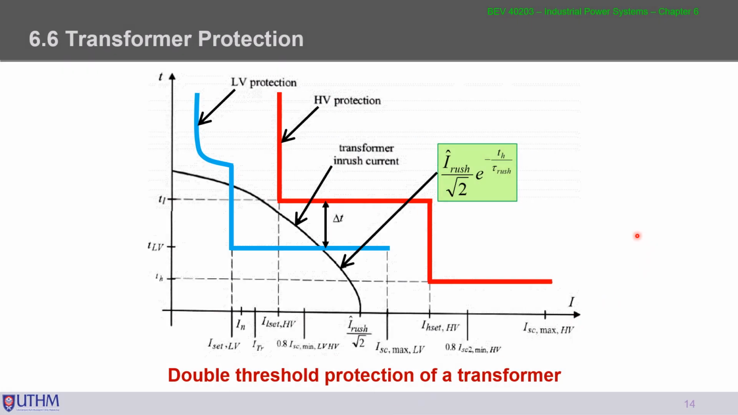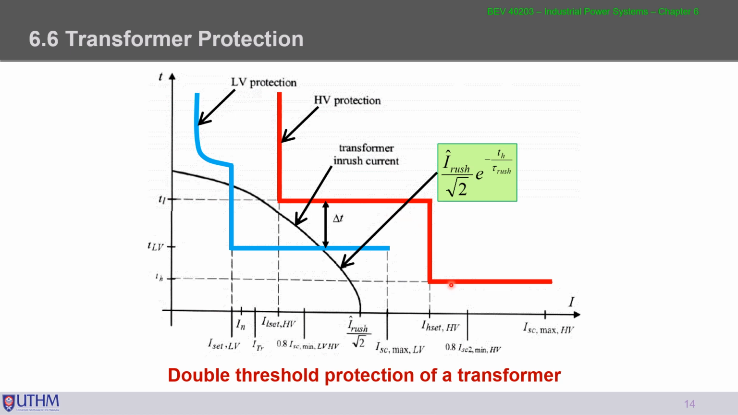Okay, as we can see here, this is the diagram of the setting of the transformer protection. The red line is for HV protection, and the blue line represents the LV protection. First we go to the HV protection. We can see here that for HV protection there are two thresholds. The first one is for the higher threshold, and this one is for the lower threshold.